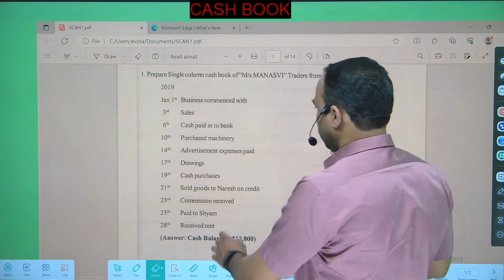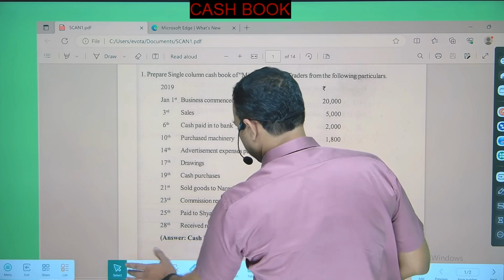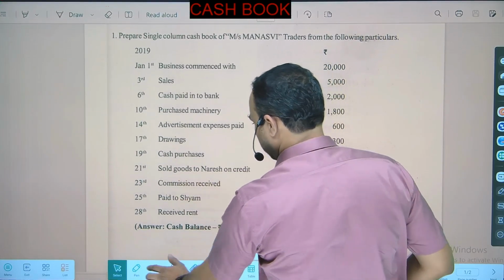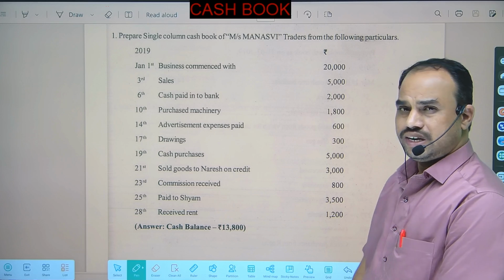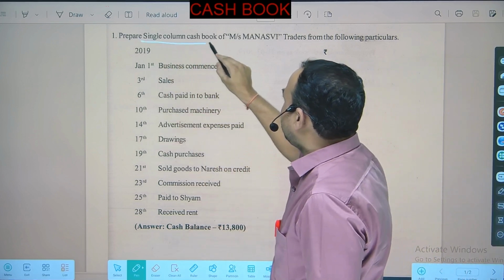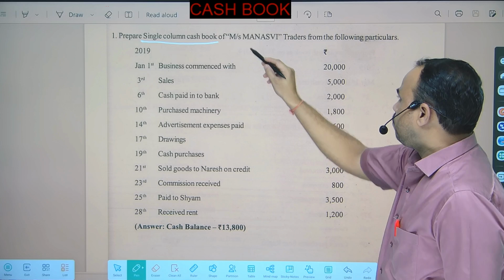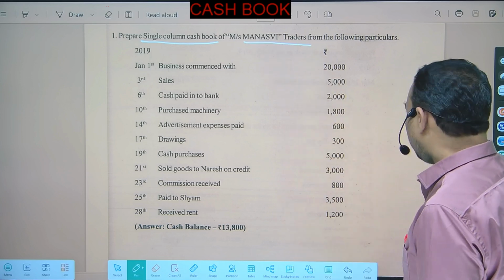Right. Now this is the question. I think you can see the question. What is asked here in the heading? Prepare single column cash book of Manasvi Trader. So first of all I will draw the format of the single column cash book. Let's see.